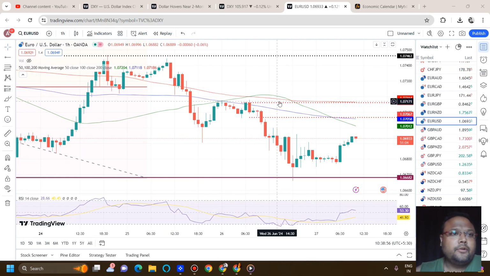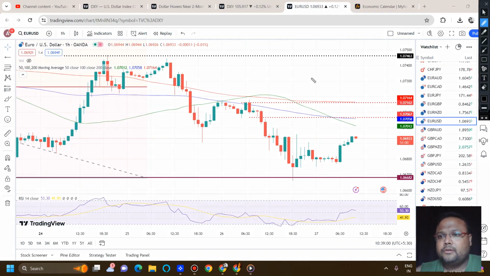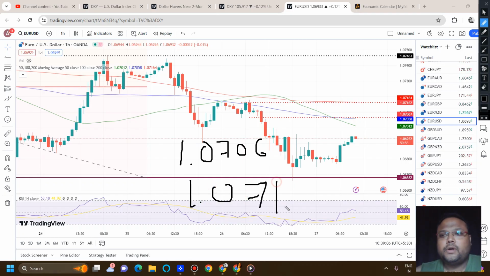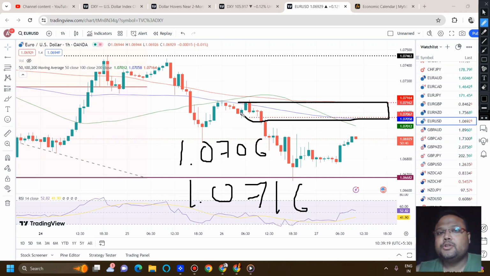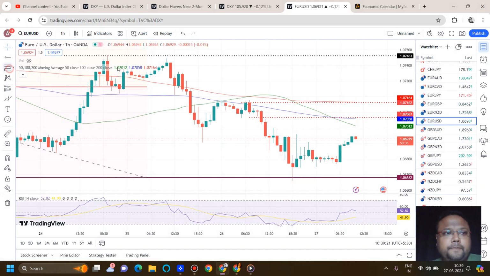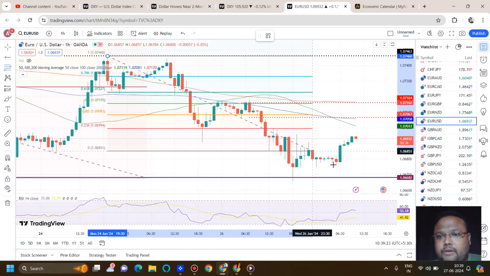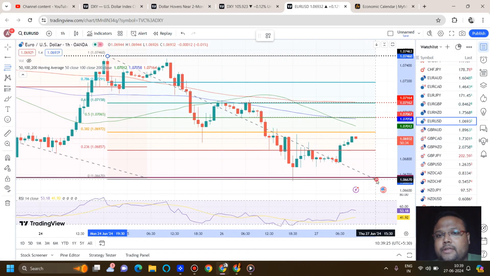And today, if you're looking for trading opportunities on Euro USD, then we can look for a sell around 1.0706 and 1.0716. These are the two levels where you can look for a sell during the day. One more thing I would like to add here is that you can see there is only a difference of 10 pips, so you can also consider this as a zone of the market. If the market goes up, you can look for a sell around this area.